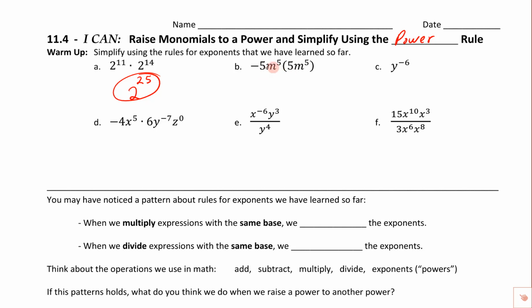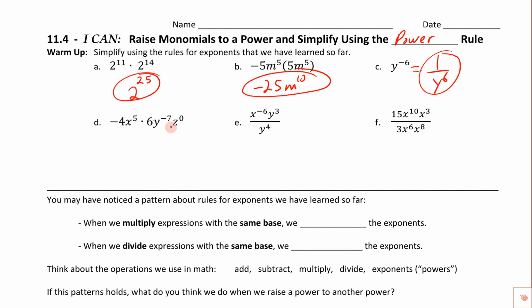Let's take a look at the coefficients here. When we multiply the negative 5 times the 5, we're going to end up with negative 25. I've got 5 m's here and another 5 m's there. So again, adding the exponents, we get m to the 10th. All right, this one right here, we've got a negative in the exponent. Negative means reciprocal, so we're going to do 1 over y to the 6th. Remember, 1 is part of any multiplication or division problem, not going to change the answer at all.